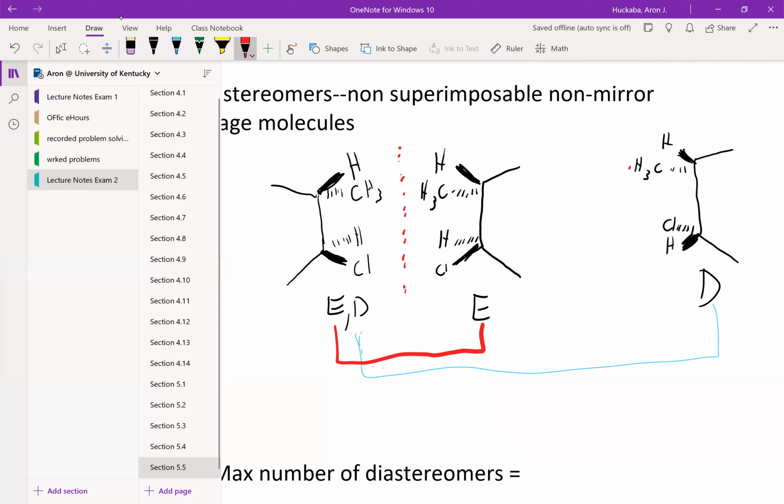But the first and the third structure are not enantiomers, and the second and the third structure are not enantiomers. Because each pair of enantiomers is a diastereomer with the same structure here. Oh, actually, this is a diastereomer too, right? Yeah. Okay.